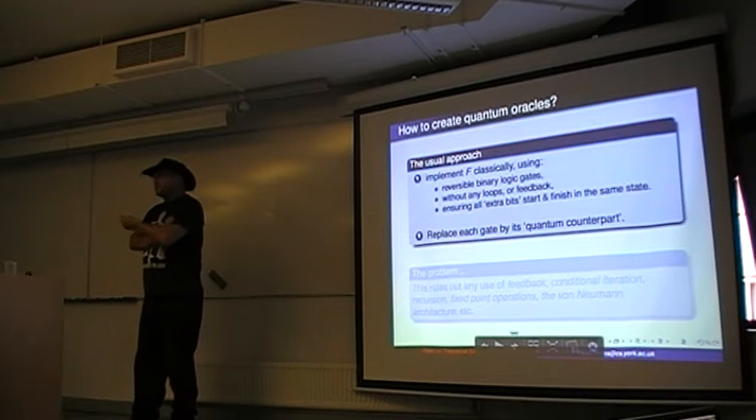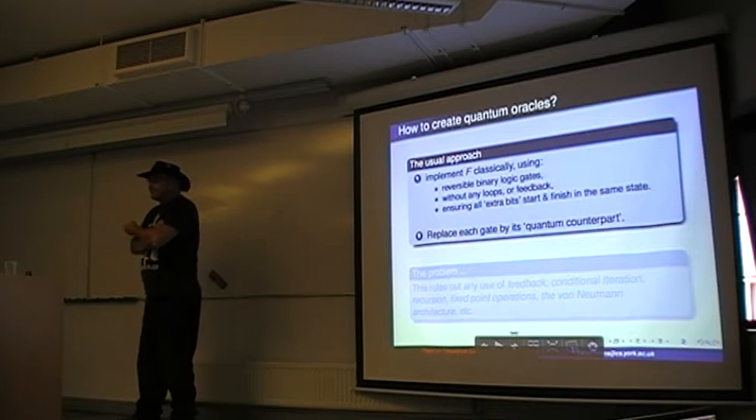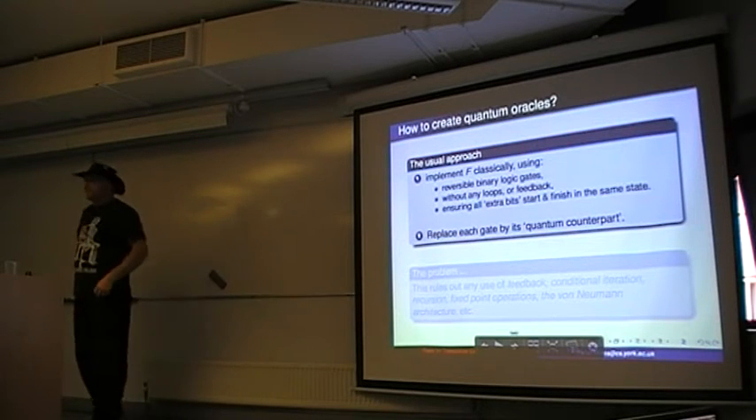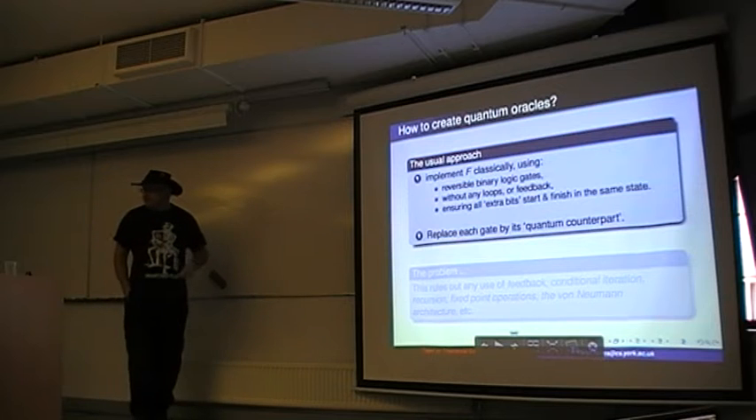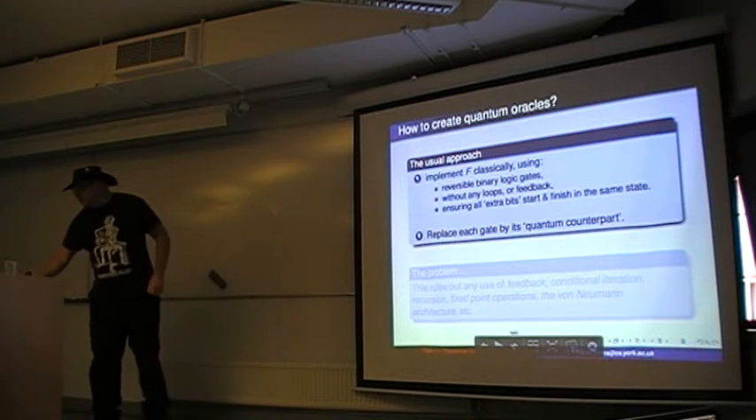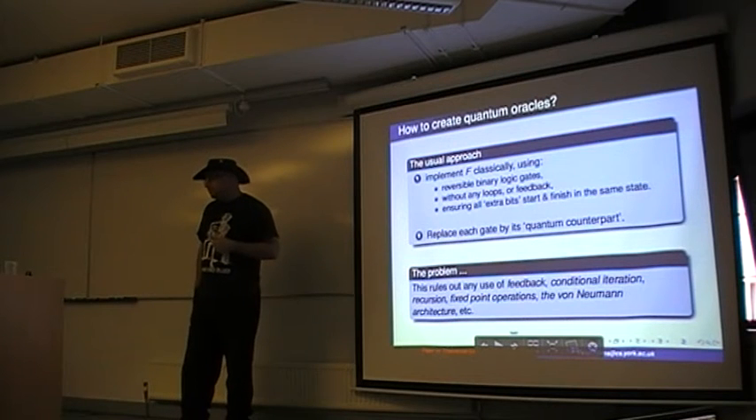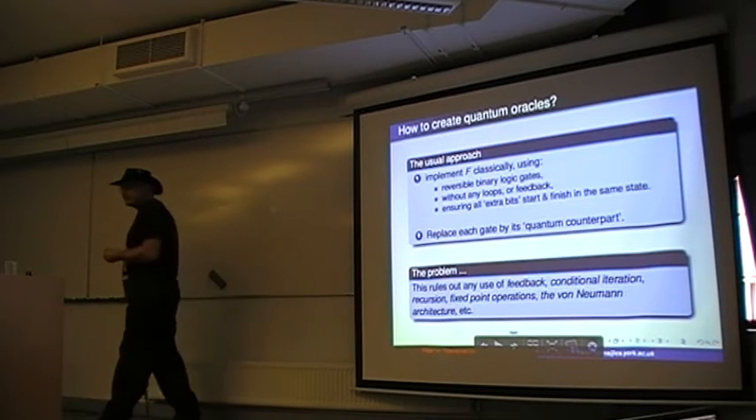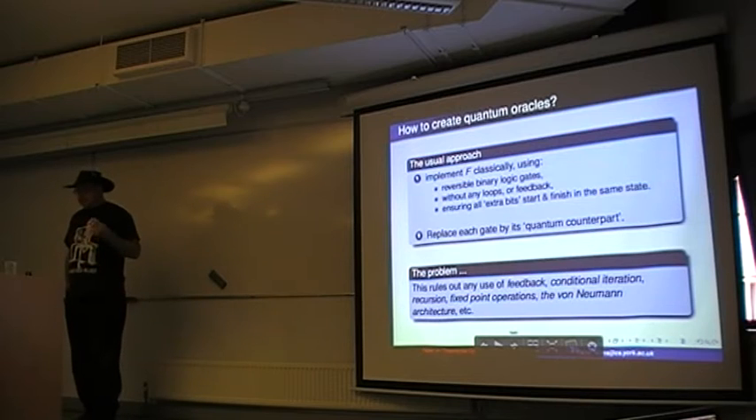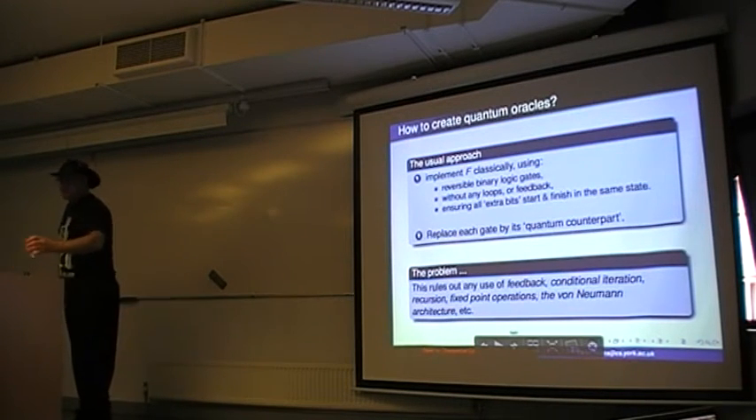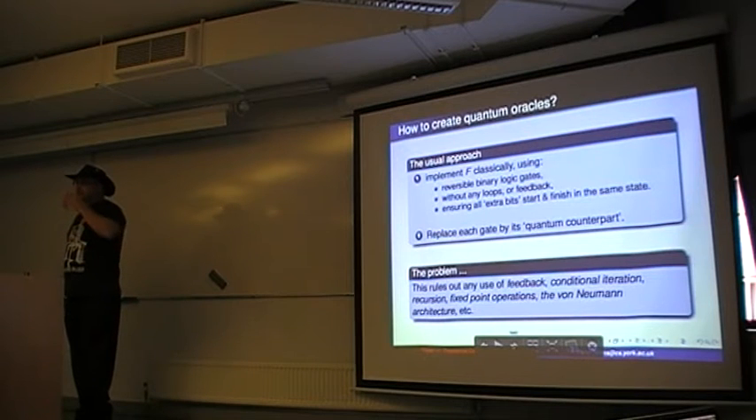The problem is, people don't think this way. Well, okay, maybe if someone's going to resurrect Johnny von Neumann, then some people have thought this way, but most people do not think this way. The problem is, this paradigm rules out all the things that we know and love as computer programmers: feedback, conditional iteration, recursion, fixed point architectures, the von Neumann architecture itself. This has ruled out all of those things.